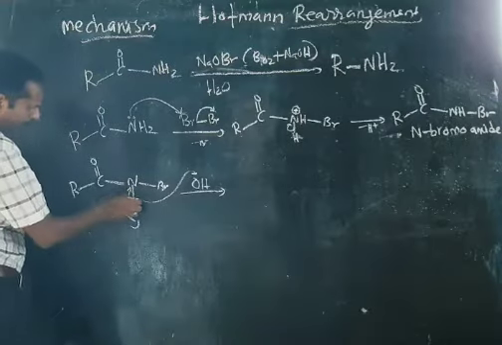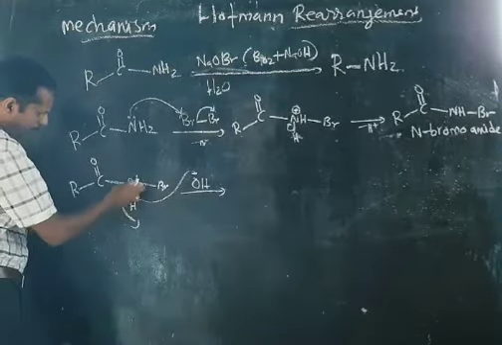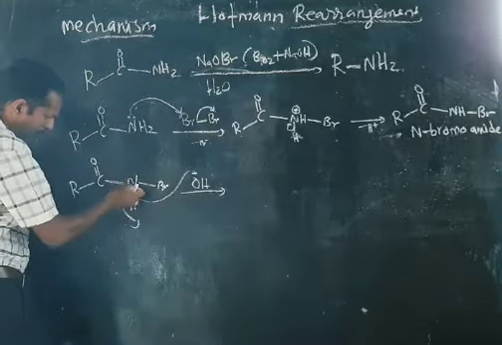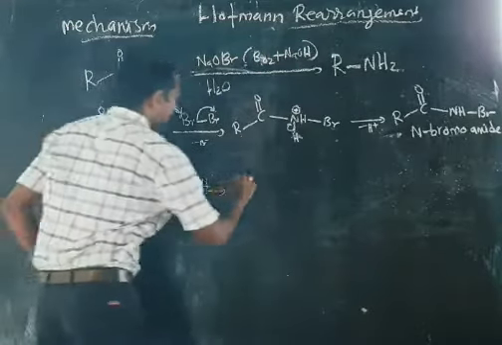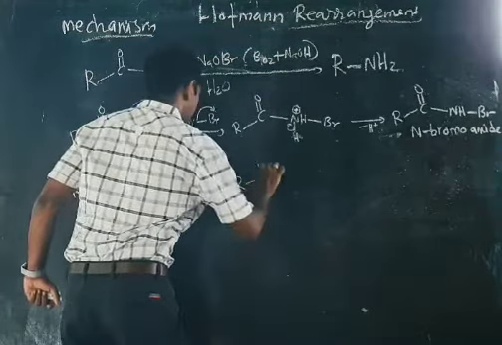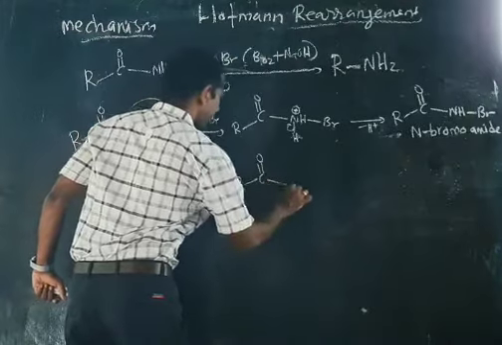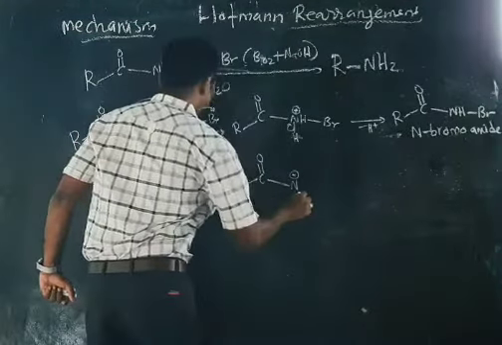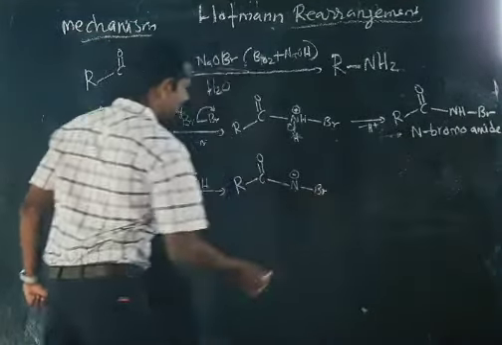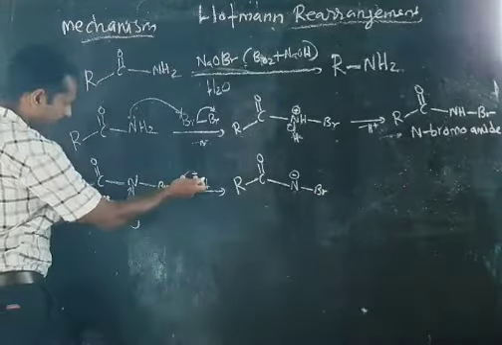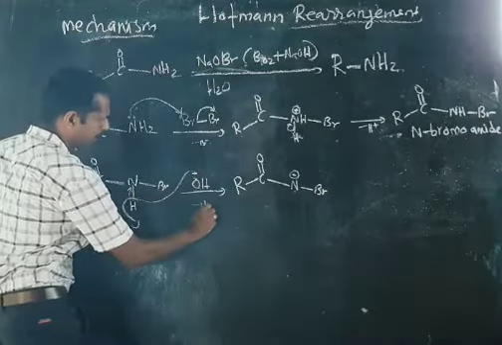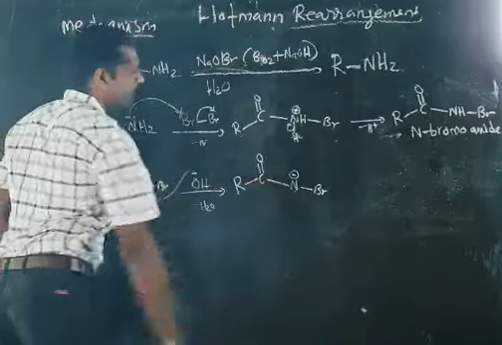Okay, this proton is removed, and this bond pair of electrons is coming to nitrogen, and you get RC double bond O, N minus Br. And what is eliminated? Minus H2O, giving RC double bond O, N Br.